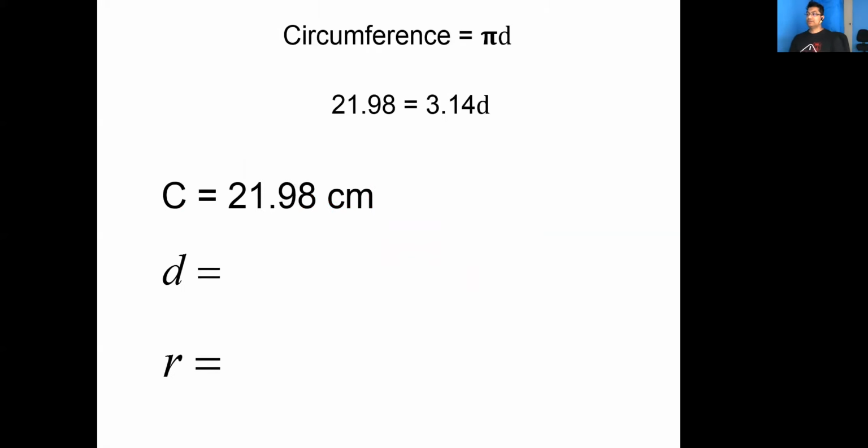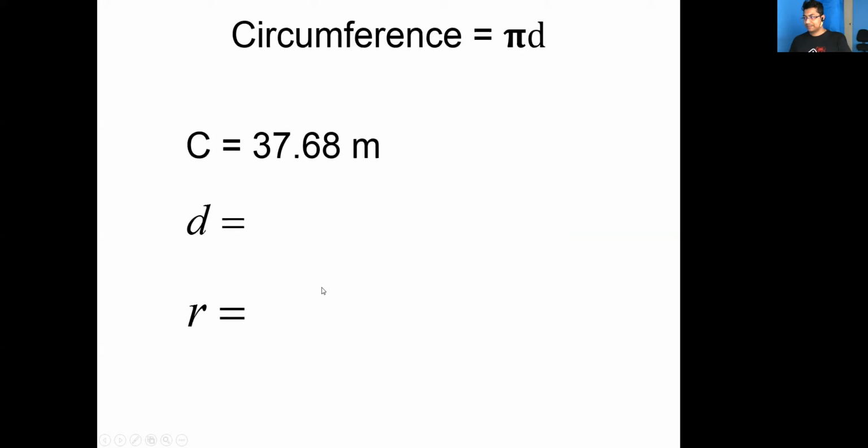Okay, so given a circumference of 21.98 centimeters, now your action is to measure the diameter. So we know pi is 3.14. We can easily measure the diameter, then divide by 2, and you will get the radius. Do the same thing for this circumference.